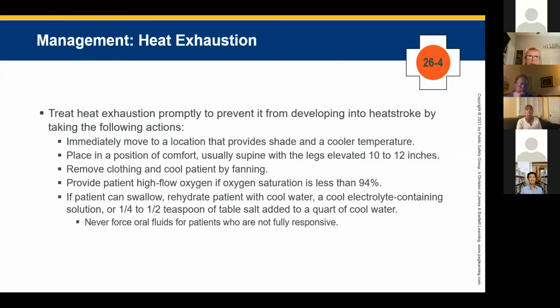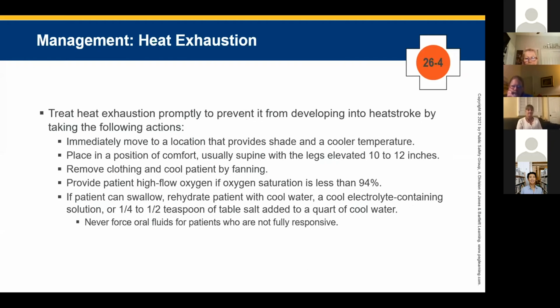Well, let's see what else. Heat exhaustion. Immediately move them. We already know you want to move them, place them in comfort, elevation, remove clothing. Now, I don't want you to get excited here. Remove clothing and cool the patient by fanning.